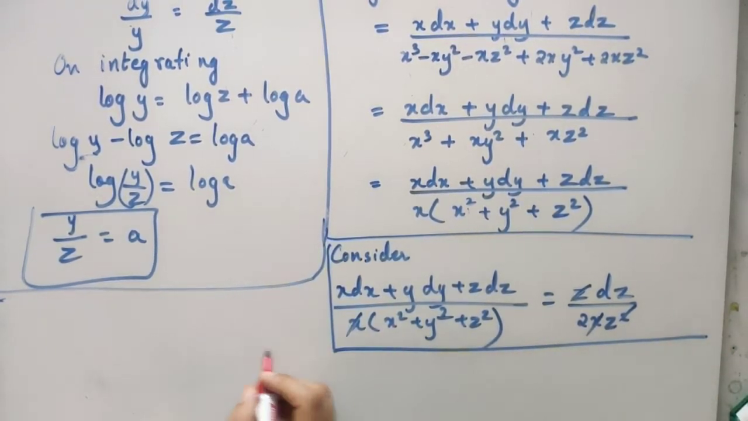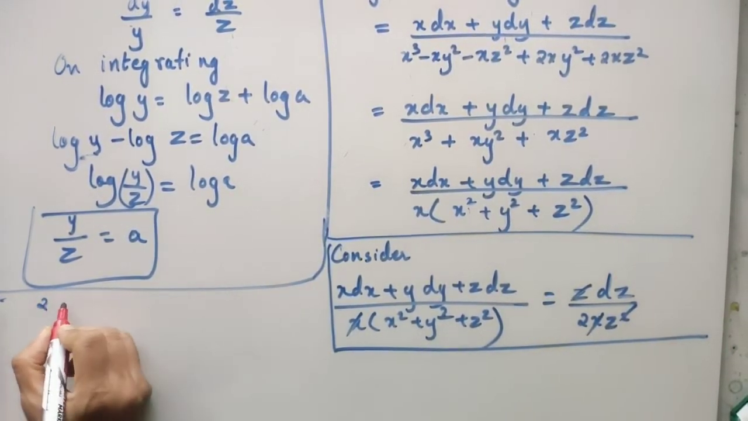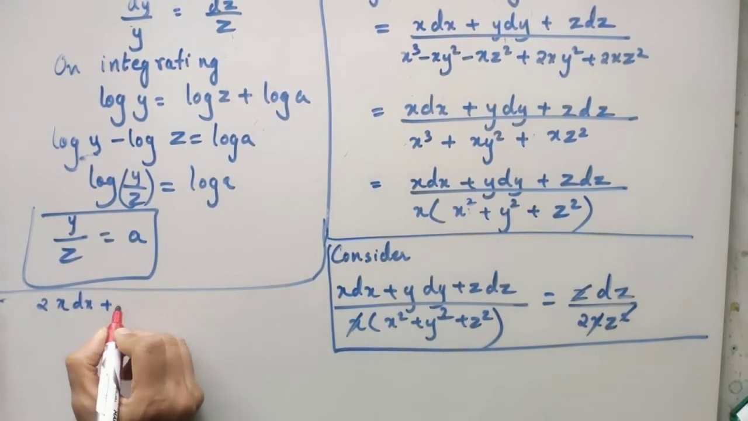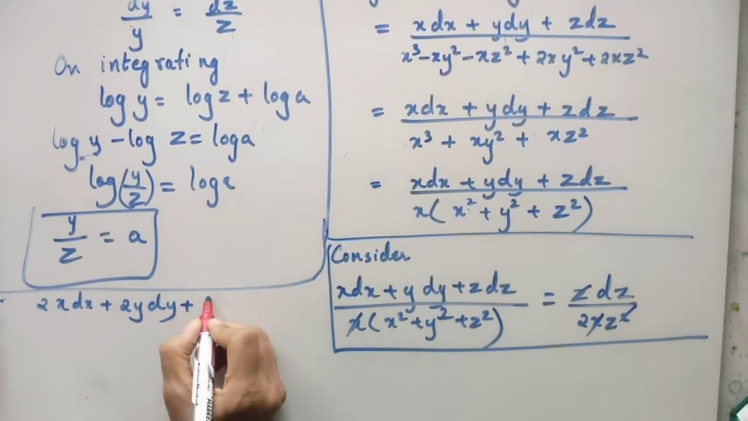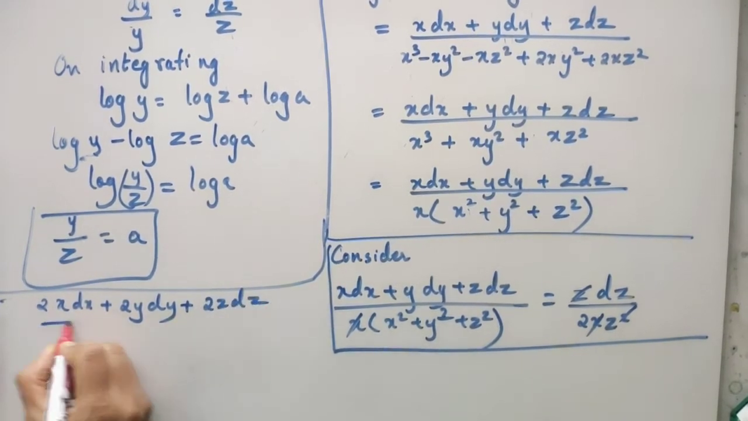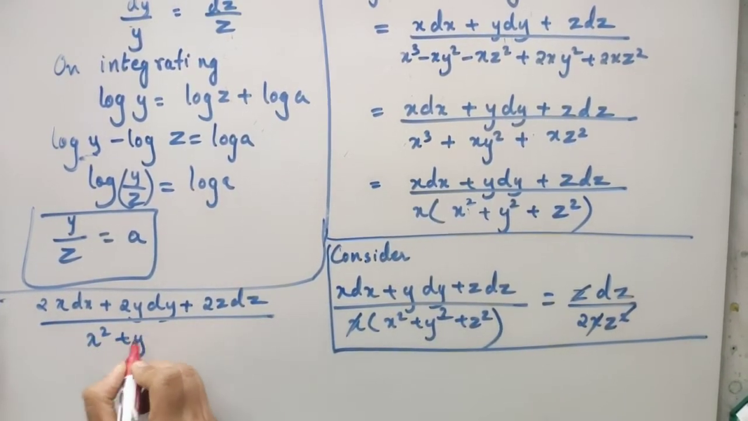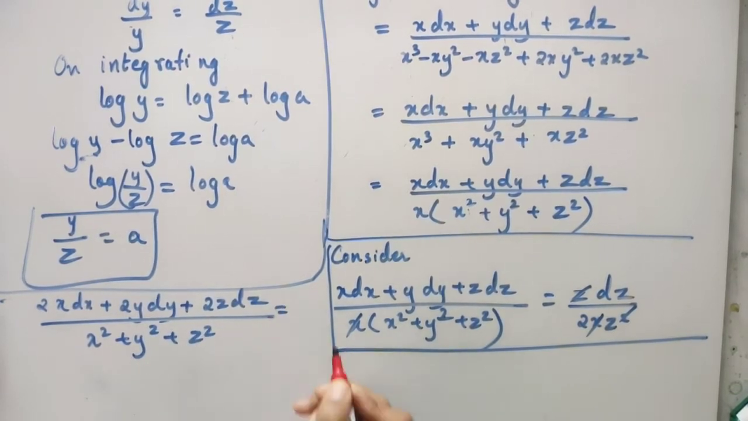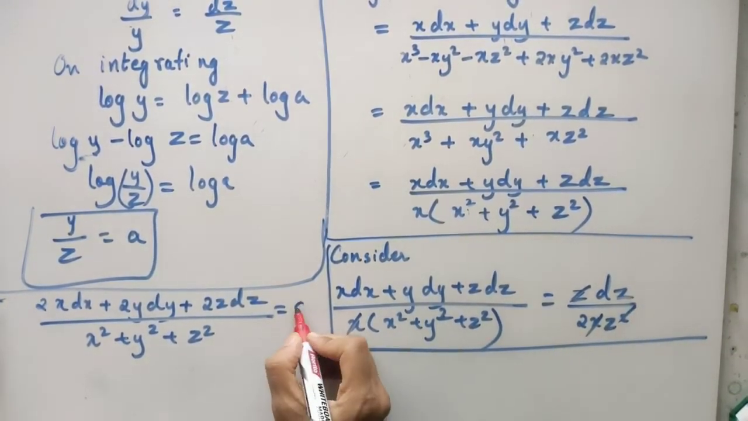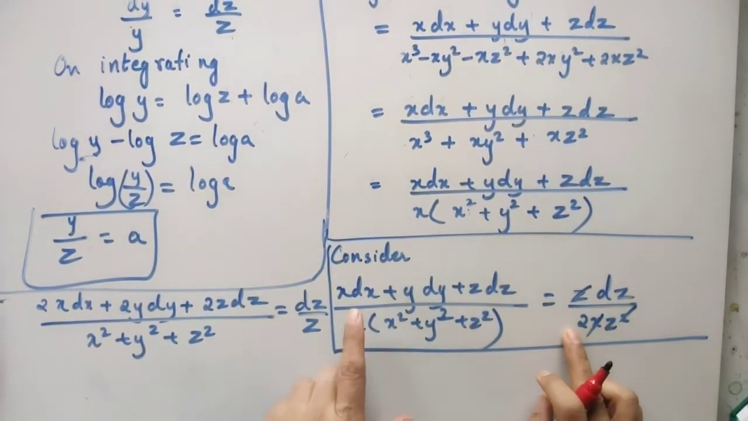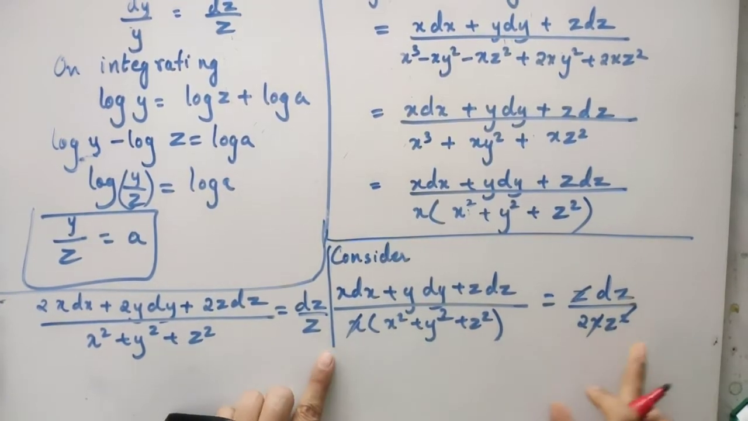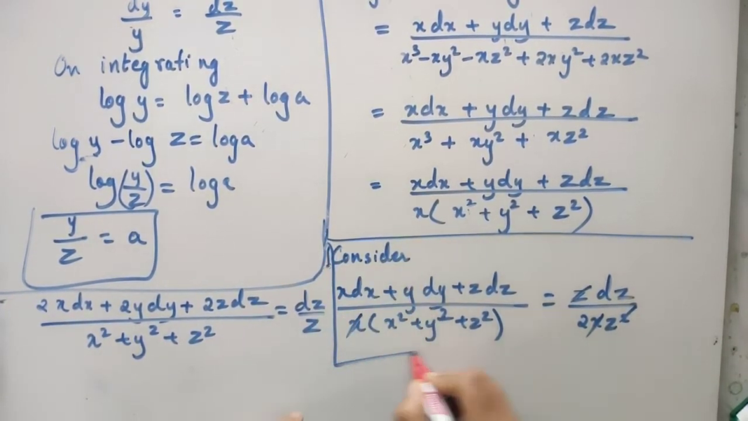Okay, so I can rewrite it as 2 times x dx plus 2 times y dy. I am multiplying this 2 over here, plus 2z dz divided by x square plus y square plus z square is equal to, you just have dz by z here on the right hand side, because 2 has got up till here. I do not have space to continue in the next line, so I am writing just parallel to it over here.